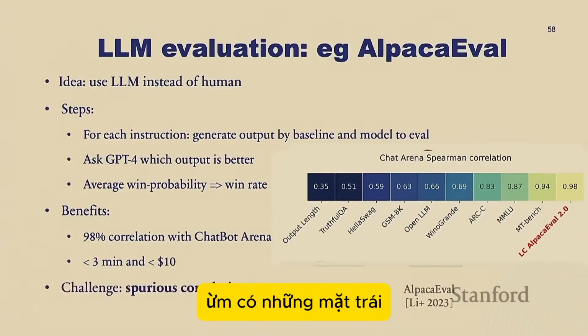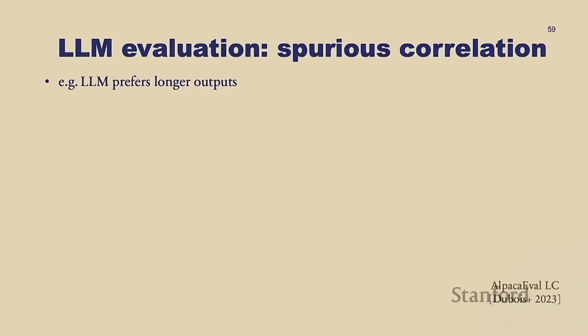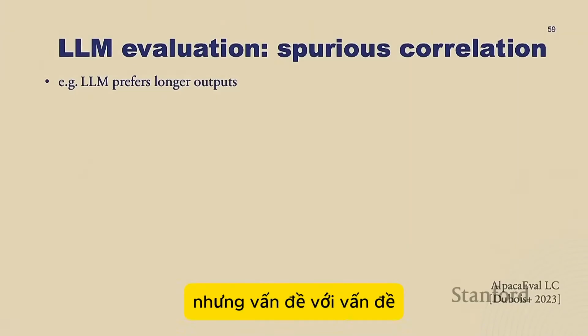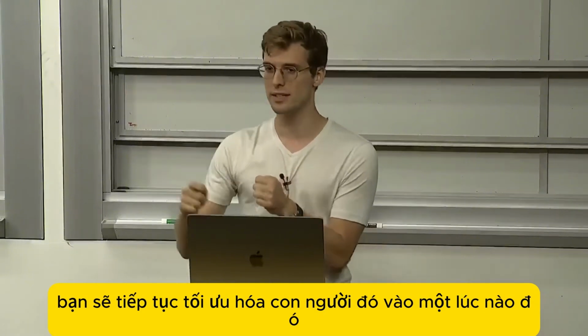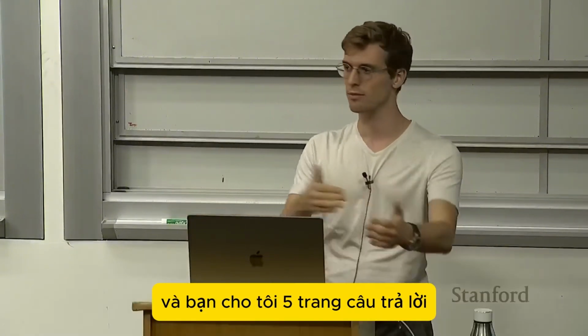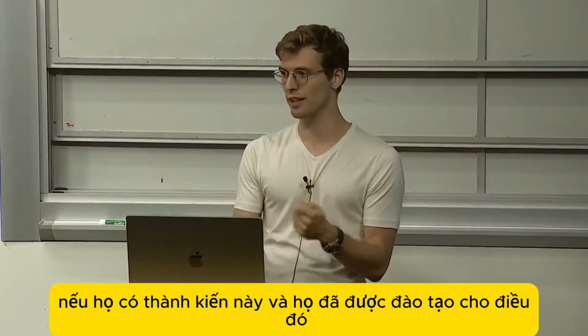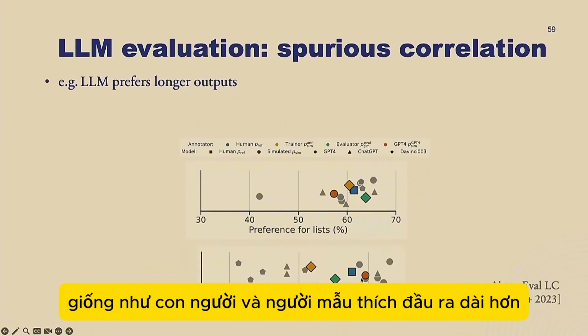There are downsides though. One of them is spurious correlations. As we already saw before, LLMs prefer, this is one spurious correlation, not many, I'll just talk about one, LLMs prefer longer outputs. Actually, humans also prefer longer outputs, but the issue once you use LLMs is that once there's a bias, you will continue optimizing that. Humans, at some point, I can guarantee you, if I ask a simple question and you give me 5 pages of answers, I'll be like, no, I don't like that answer. But LLMs, if they have this bias and they were trained for that, will continue preferring longer outputs. So here we see the preference, showing that humans and models prefer longer outputs.